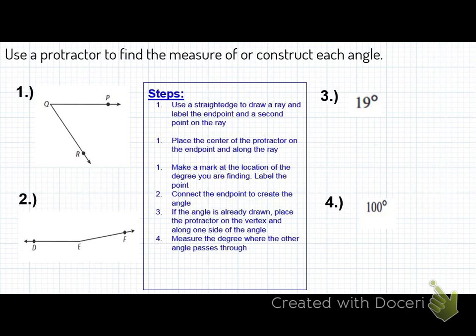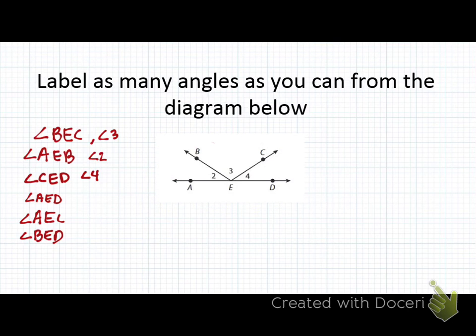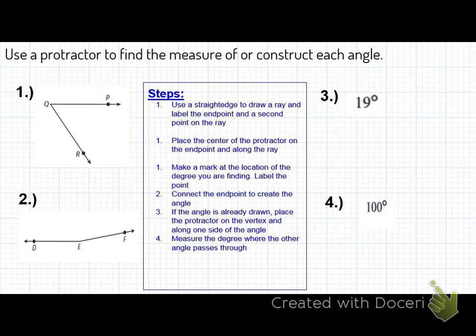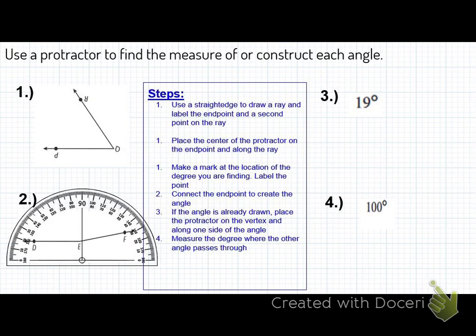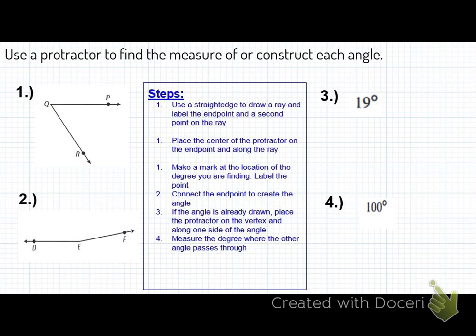When we measure angles, we can use a protractor to be precise. The protractor, like I said, looks like this right here. Anyways, number 1, we want to measure this angle right here, angle PQR. So how do I do that?